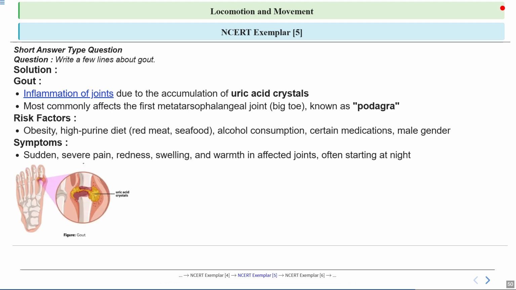Now this is the picture. Here you can see the inflammation of the joint, which is caused particularly by the accumulation of uric acid. In which part does it affect? It affects the first metatarsophalangeal joint, or we can say the big toe, and is known as podagra. So this is very important.